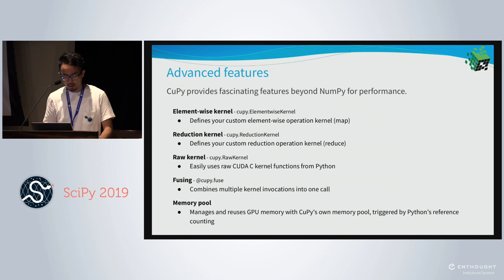Other than these, CuPy fusing is a feature to combine multiple kernel invocations into one call to reduce the kernel invocation overheads. And CuPy has its own memory pool facility to manage and reuse GPU memory. It is triggered by Python's reference counting system. So with this memory pool, you don't need to manage GPU memory for yourself anymore.